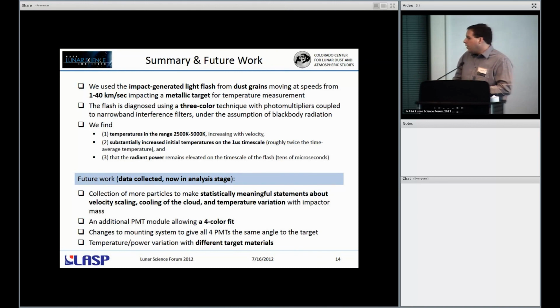I want to briefly mention future work. We've actually collected a lot of data just a few weeks ago, meaning many thousands of particles. We can fill in the gaps in that scaling plot and see whether or not there's actually a power law, for example, that describes it. And also, we've added an additional PMT module to improve the quality of the fit. And we also did a number of impacts on various target materials. The first one used tungsten because of its high light efficiency, and we also used a variety of materials in the last one that have different densities and sound speeds. So I'll take questions. Thank you.